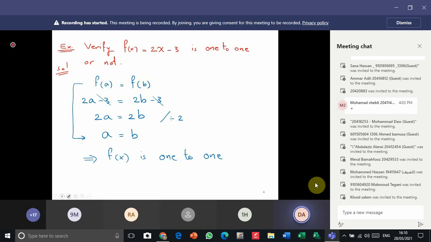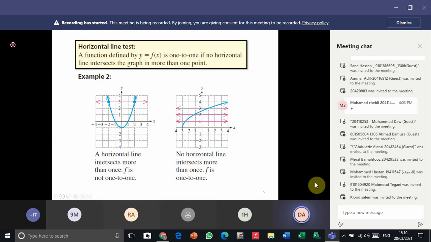Also, we have another method to check whether a function is one-to-one or not: the horizontal line test. The horizontal line test means if we have the graph of any relation or any function, and we need to show whether this graph is one-to-one or not, we put a horizontal line like this, a horizontal line.